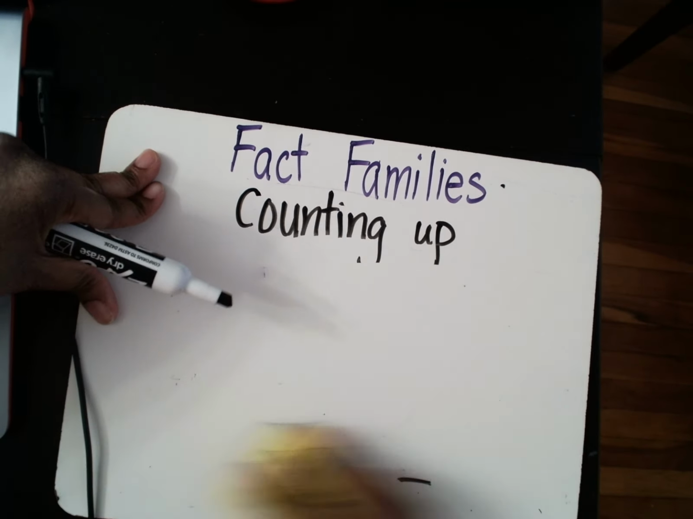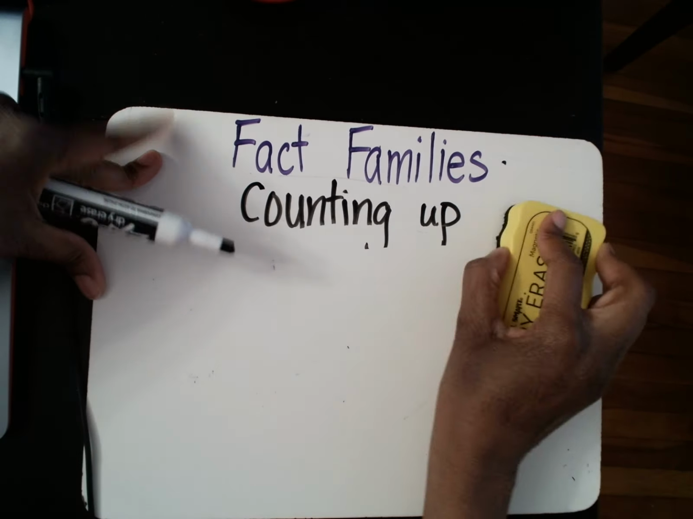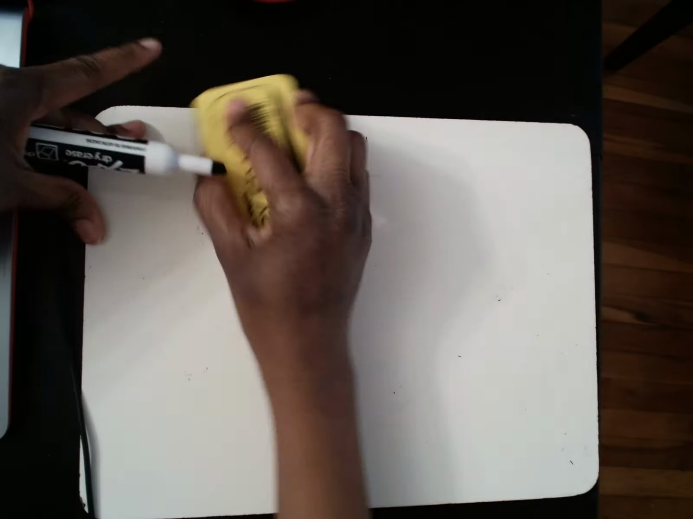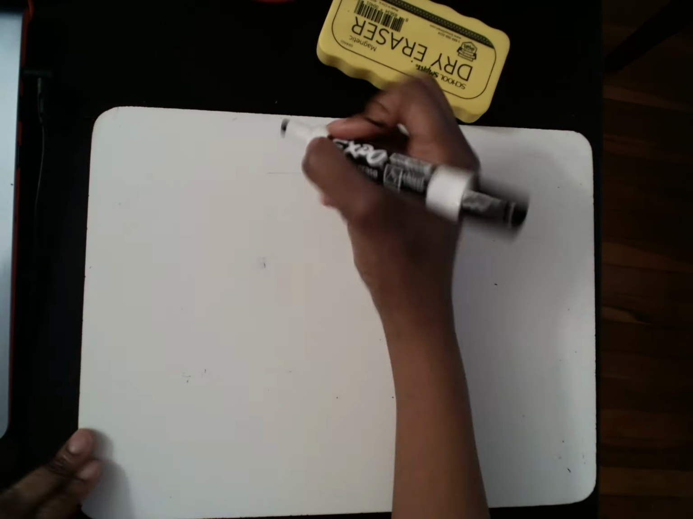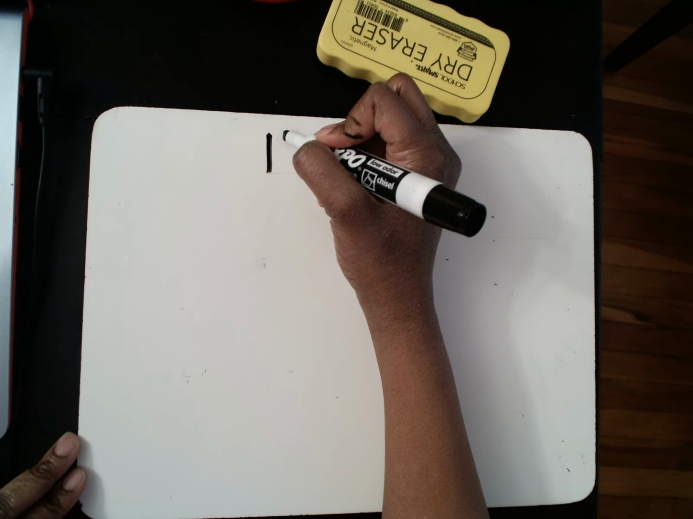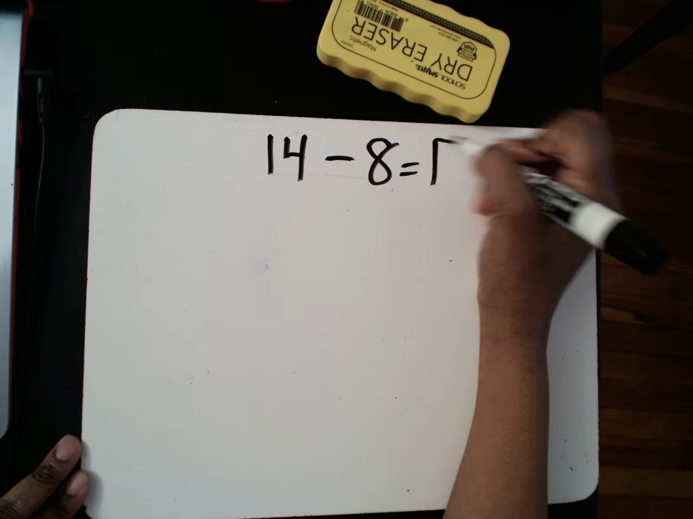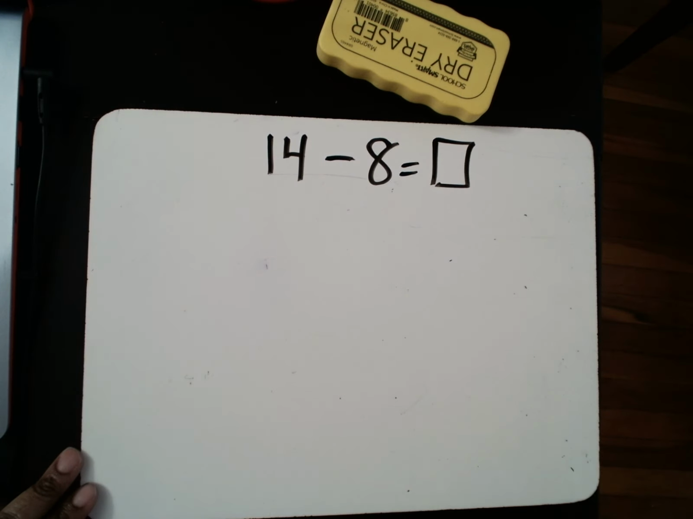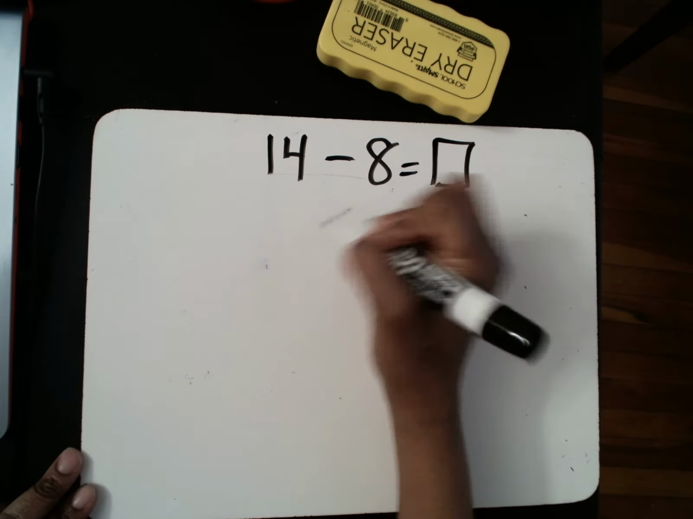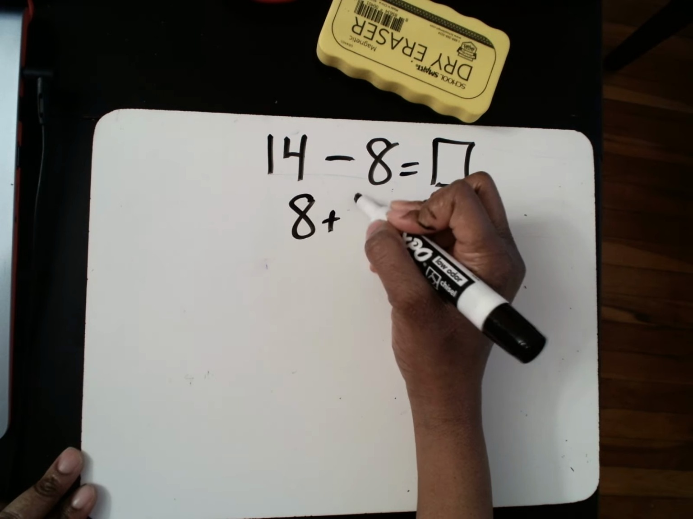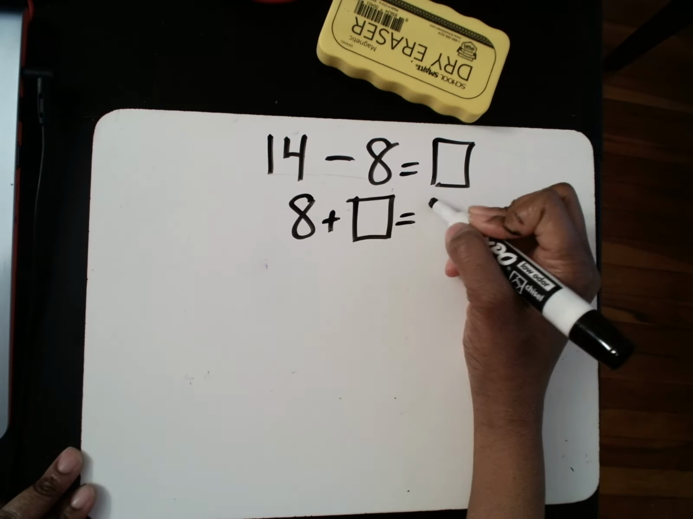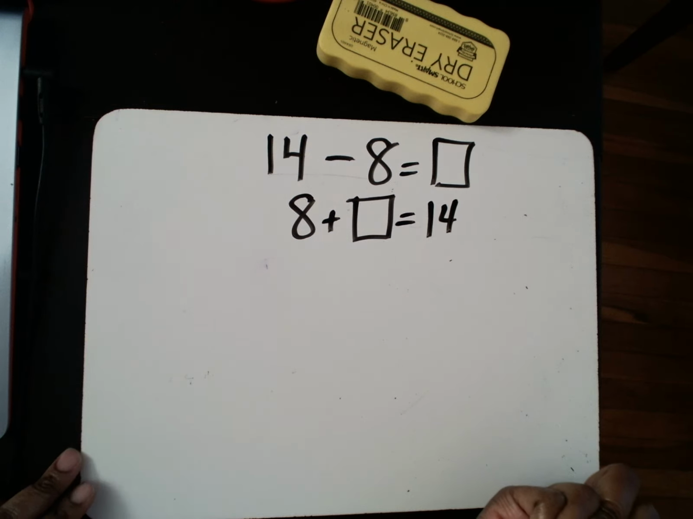You might be thinking, yeah, I kind of remember that. I kind of remember counting up from first grade. I kind of remember fact families from first grade. Well, that can help us with trickier problems. Let's say we had a problem like 14 minus 8 equals. Well, I could use counting up to help me solve. I could think 8 plus who gets me to 14. And here's how I could figure that out.